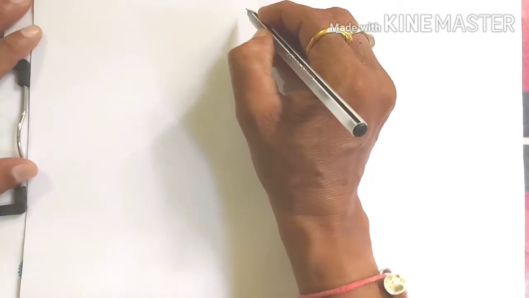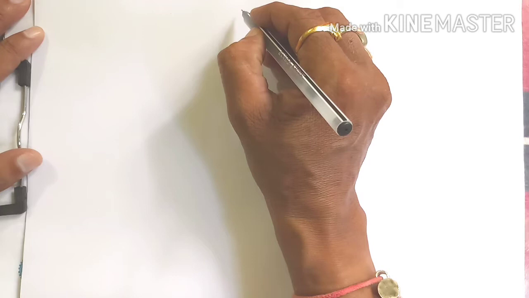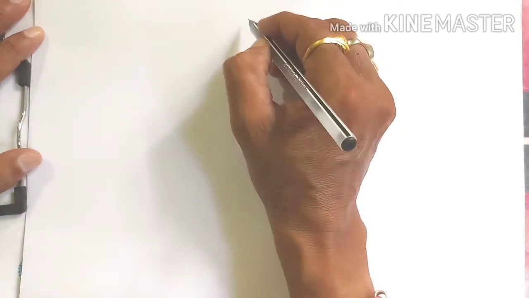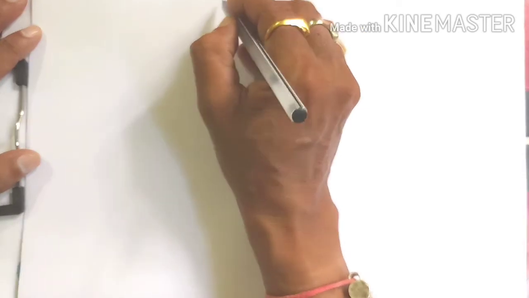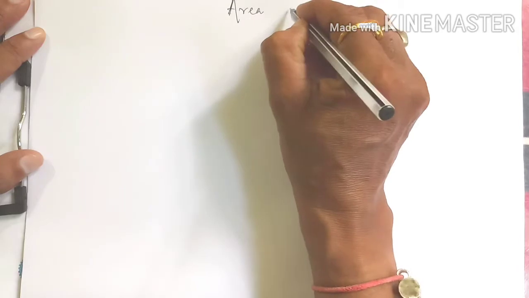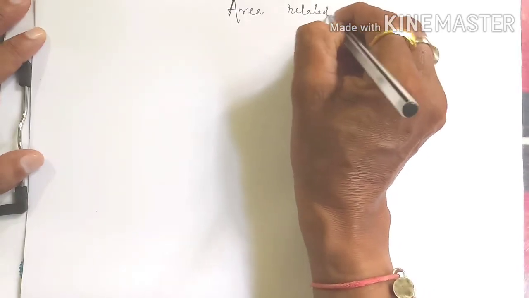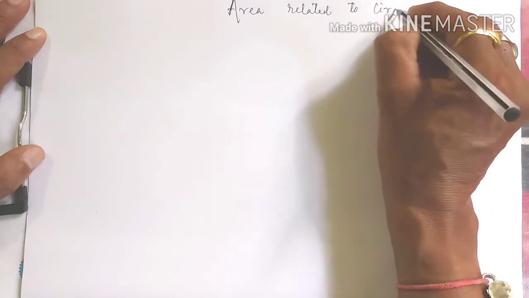Today we are going to teach Area Related to Circles from the class 10th CBSE NCERT textbook. So here is the chapter that is called Area Related to Circles.